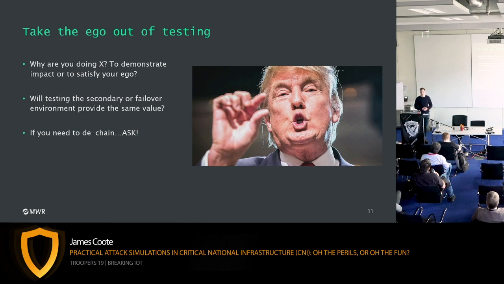And thirdly, if you need to dechain, just simply ask. A lot of consultants consider this to be a slight on their technical ability if they need to dechain. But it's all about getting the most value for the client and reducing that risk. So if you need to dechain, it's absolutely fine to do so.